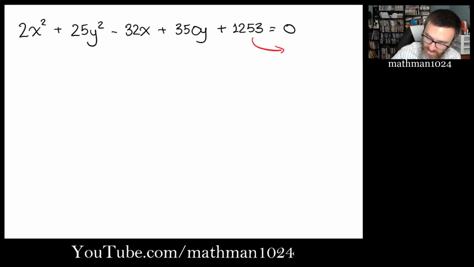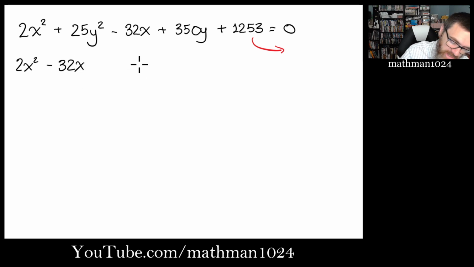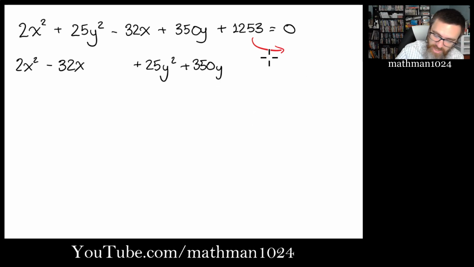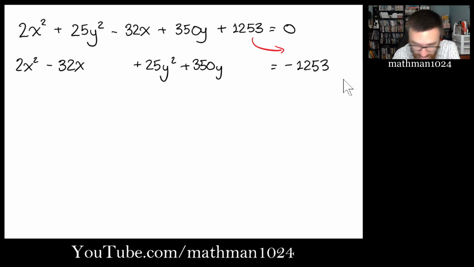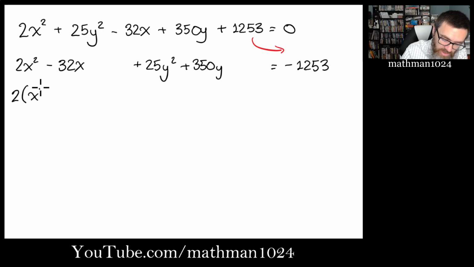First, we're going to move that guy to the other side. He's gone. Rearranging, we have 2x squared with -32x, leave some space, plus 25y squared plus 350y, leave space, equals -1,253. As we did in the previous problem, we need to factor out this leading coefficient. So factor out the 2. We have x squared minus 16x, leave some space. We factor out the 25.